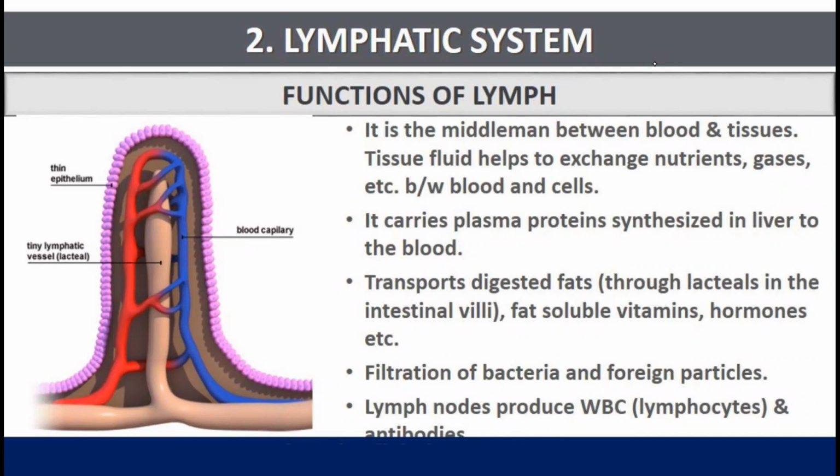The second function of lymph is that it carries plasma proteins which are synthesized in the liver to the blood. The third function is that it helps in transportation of digested food, digested fats, fat-soluble vitamins and hormones which are unable to transport through blood. Filtration of bacteria and foreign particles also takes place through lymph, and lymph nodes produce WBCs, which are lymphocytes, and antibodies that help to fight against pathogens.